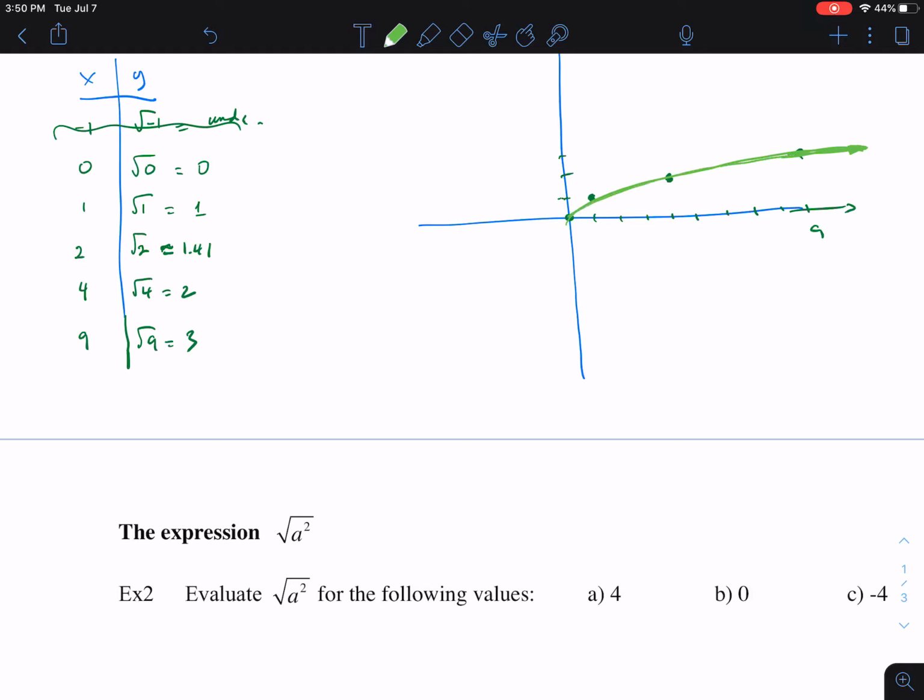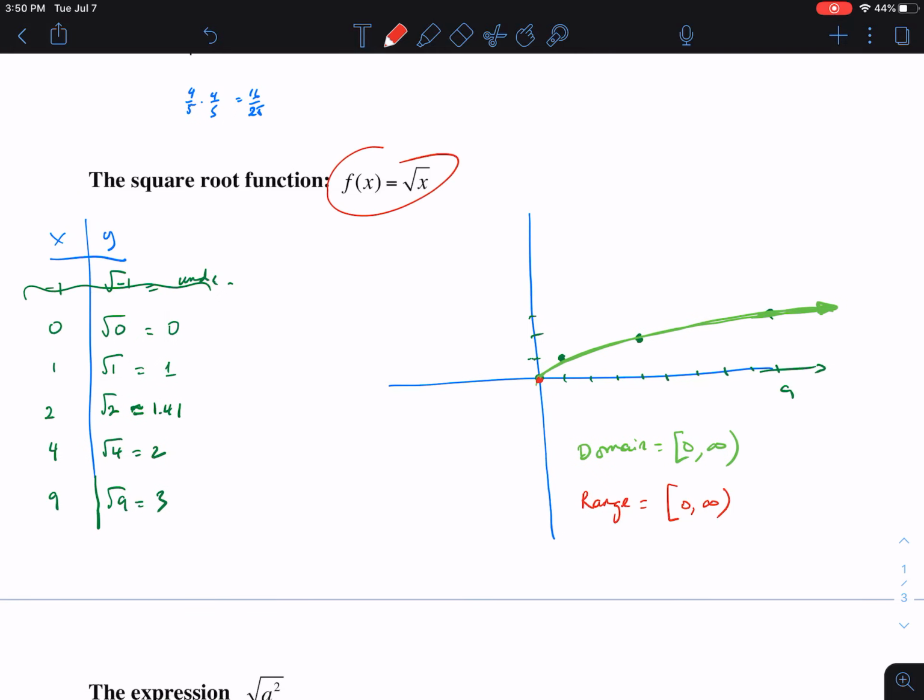Okay. Domain is going to be all the x numbers going from 0 to infinity. Range, the range is the set of outputs. The set of outputs goes from 0 again to positive infinity. Notice the domain of this radical function can't be negative. It has to be 0 or greater.